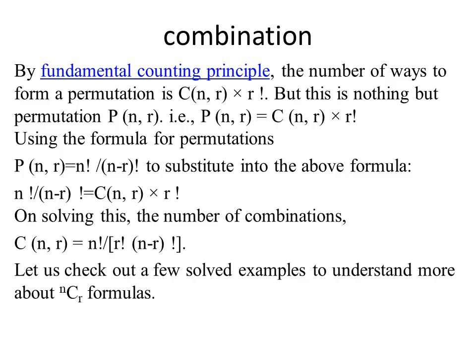Using the formula for permutations, P of n comma r is equal to n factorial over n minus r factorial. Substituting into the above formula, n factorial over n minus r factorial is equal to C of n comma r into r factorial. On solving this, the number of combinations C of n comma r is equal to n factorial by r factorial into n minus r factorial. Let us check out a few solved examples to understand more about nCr formulas.